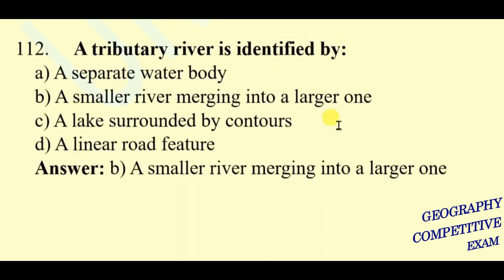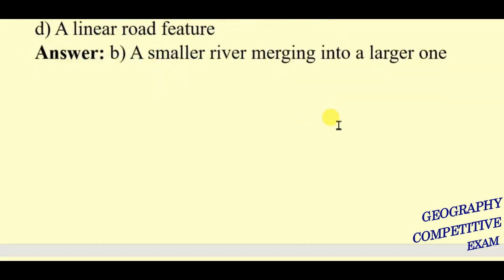Question 112. A tributary river is identified as a separate water body, a smaller river merging into a larger one, a lake surrounded by contours, a linear road feature. Here the right answer will be a smaller river merging into a larger one.